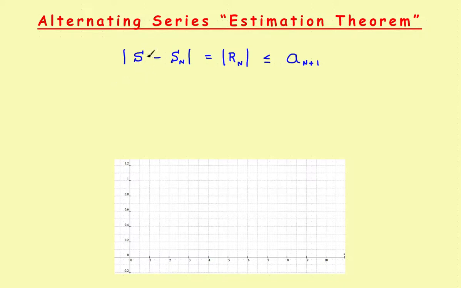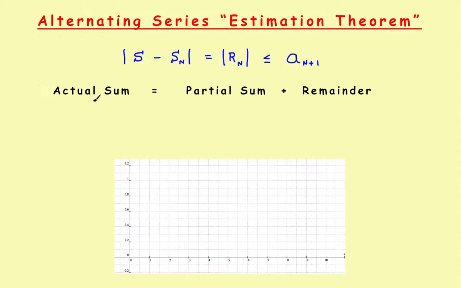So S is the actual sum of the series, S sub n is the partial sum, and R is the remainder. What it says, and this should make sense, is that the difference between the actual sum and the partial sum gives you the remainder. Now, I prefer to write it out like this. Rather than having S sub n on this side, I'm going to move S sub n to the other side, and it'll wind up looking like this.